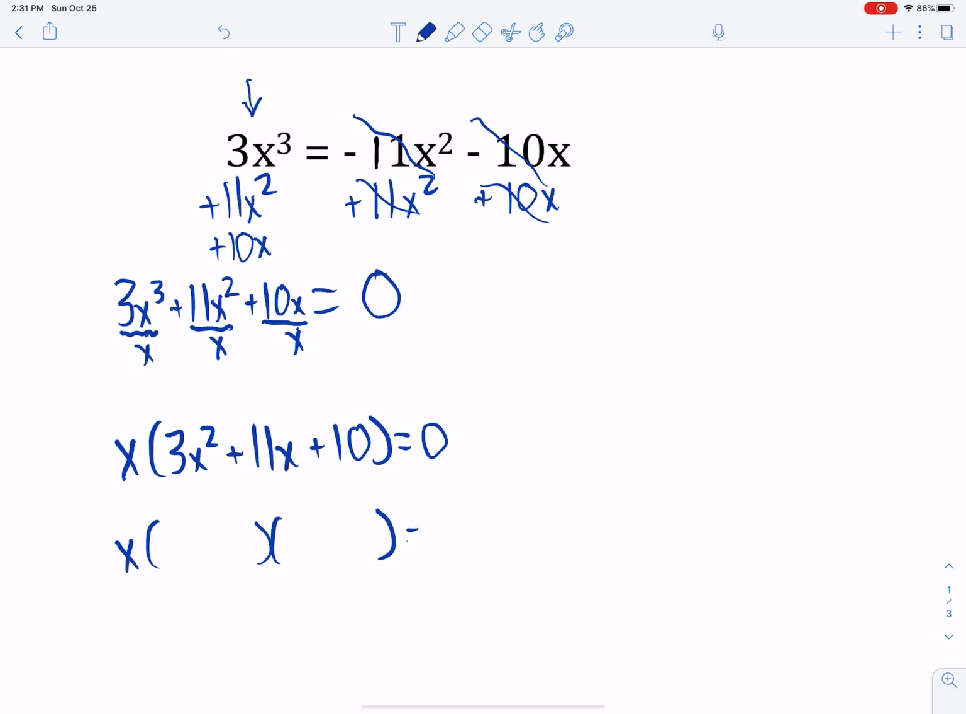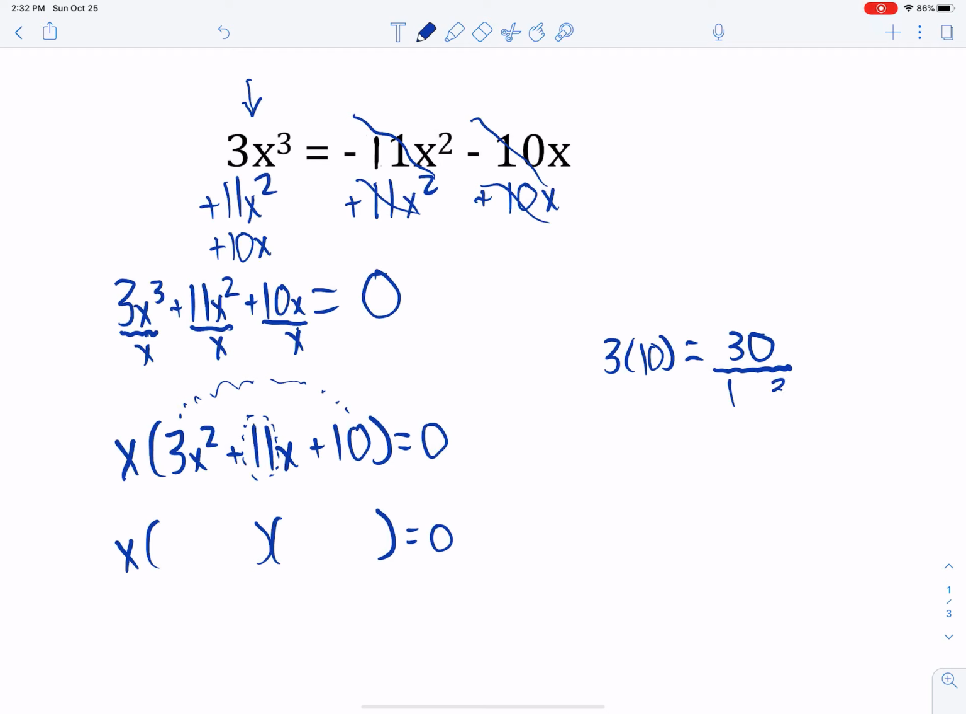Here's one of those where you could do either guessing and checking or that step-by-step process that we talked about. Multiply the first number times the last number. 3 times 10, we get 30. And then we have to think, what can we multiply to get 30 that's going to add up to that middle number of 11?